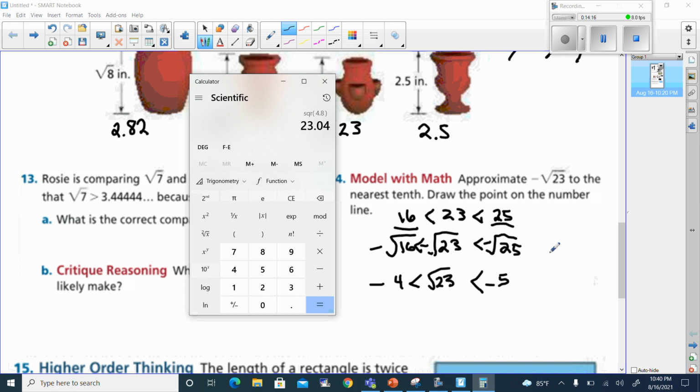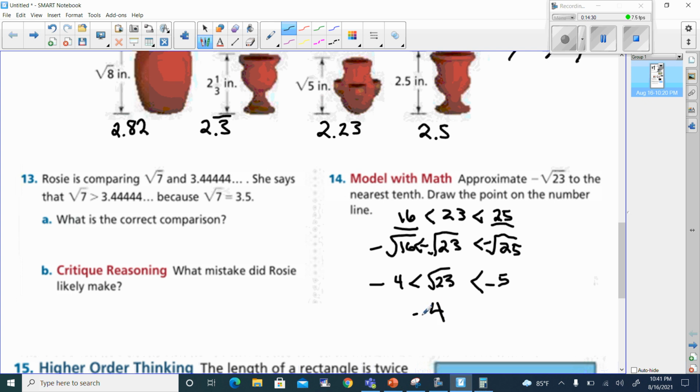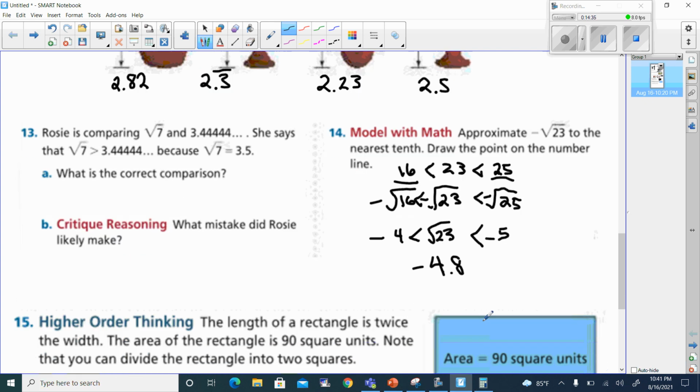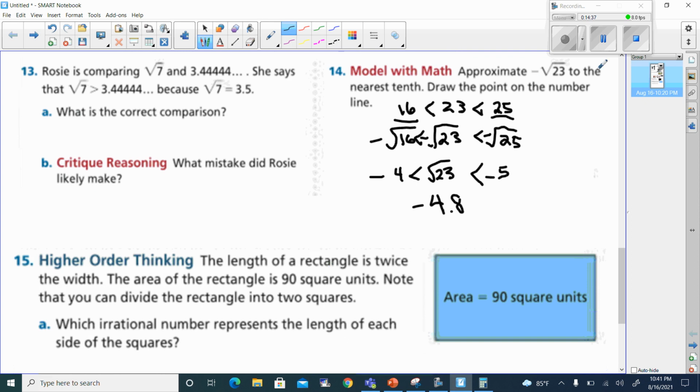Approximating it to the nearest tenth, and remember that tenth is here, and this is not more than 5. We're right at 23. So I'm going to say 4.8 is our number. Negative 4.8, of course. All right. And number 15 is yours to do. That concludes my homework for tonight. And I'll be looking for you in class to see how you did on your homework. Have a great night.